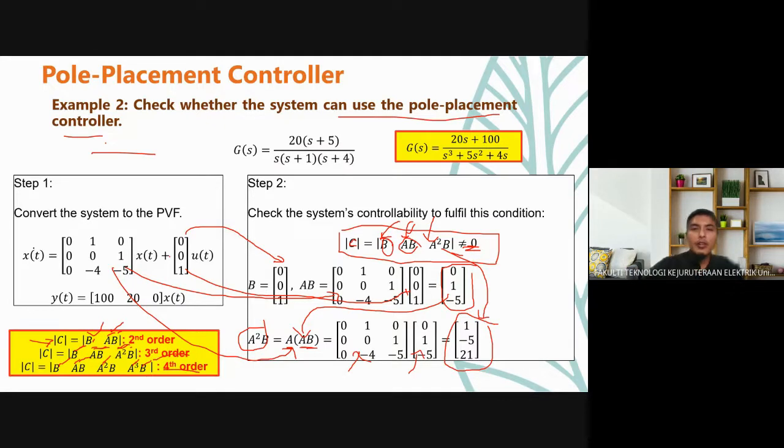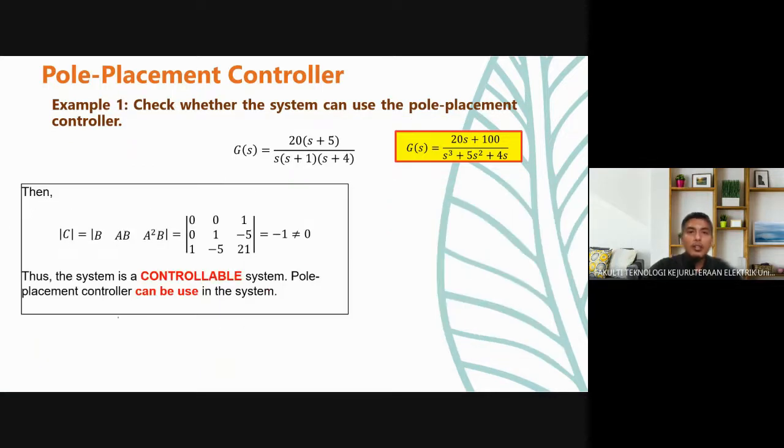Now we already have the B matrix, AB matrix, and A square B matrix. You just need to replace: this is the B matrix, this is AB, and this is A square B. Then we calculate the determinant and we get -1. The answer is -1, so it is not equal to 0. We can conclude that this system is a controllable system. Hence, the pole placement controller can be used for the system.